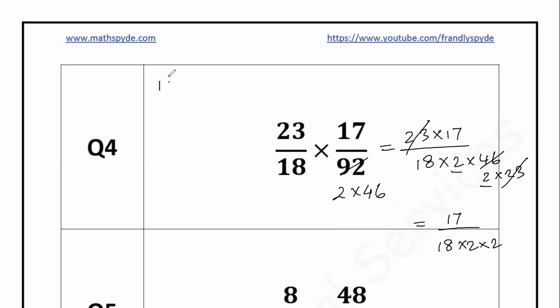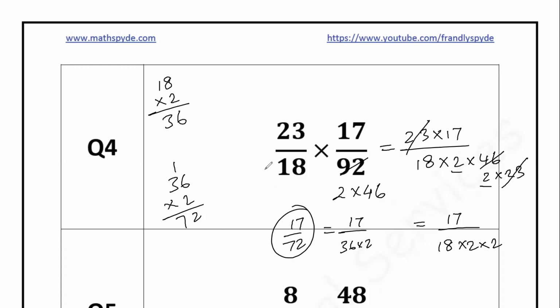So what is 18 times 2 and 2? That's 72. So first, this is 36, yeah? So we can rewrite this down as 17 over 36 times 2, and 36 times 2 is 72. So you got 17 over 72 as the final answer for that one. Okay.